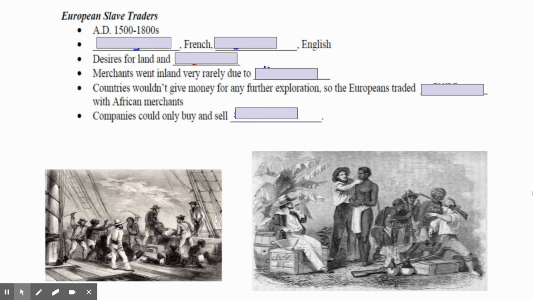As far as European slave traders, the height of this was really between the 1500s and 1800s. Countries that were involved in this were the Portuguese, the French, the Belgians, and the English. Spain, to a certain degree, but not necessarily on the levels of the previous four that I mentioned. There was a desire for land and gold among the Europeans, and that made them a little greedy as far as wanting to expand the slave trade.